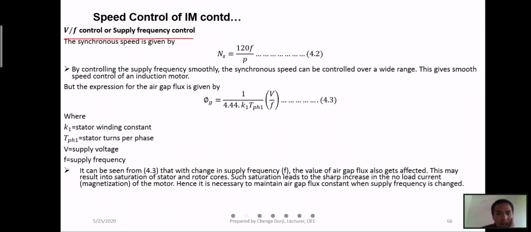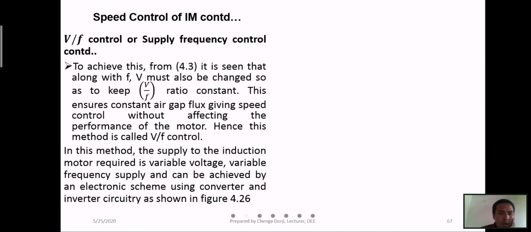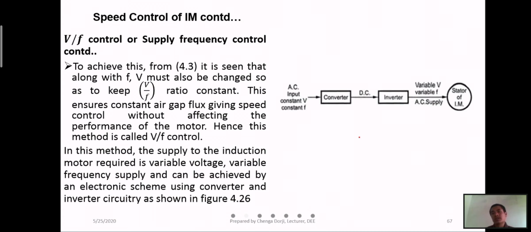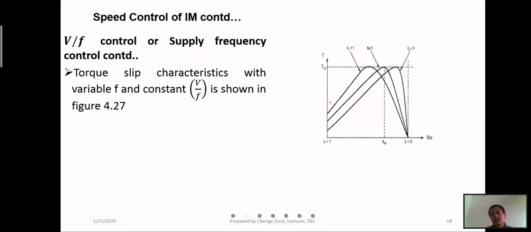The only thing now is that here you are using this inverter. The input AC is converted into DC, then it is given to AC again. This AC is variable voltage, variable frequency, and then this AC supply is given to the motor. So this is for the variable speed.